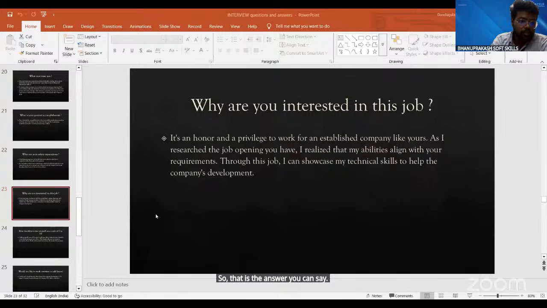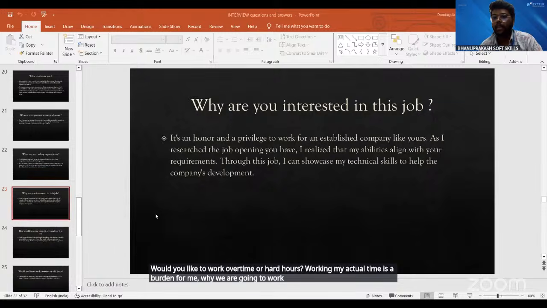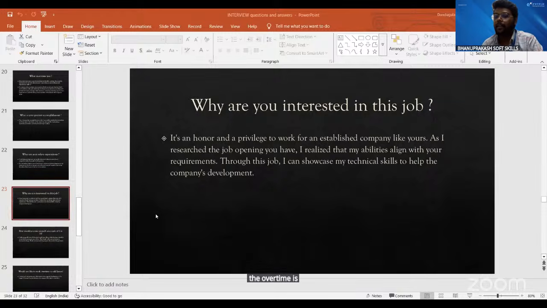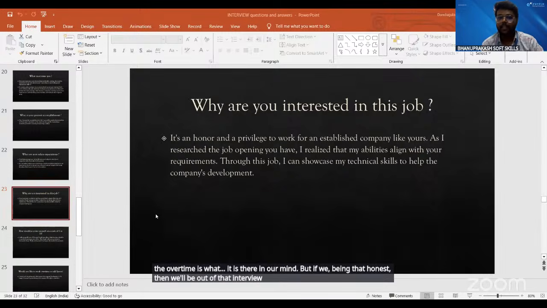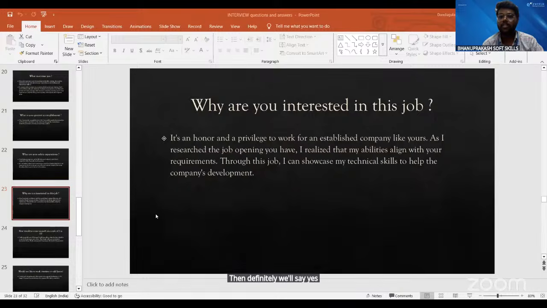Next question to you. Would you like to work overtime or odd hours? Working the actual time is a burden for me. Why we are going to work the overtime is what is there in our mind. But if we are being that honest, then we will be out of that interview, right? Then definitely we'll say yes. But we should also convince that your yes is genuine, right?